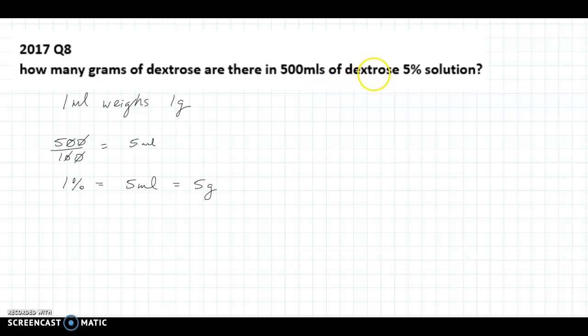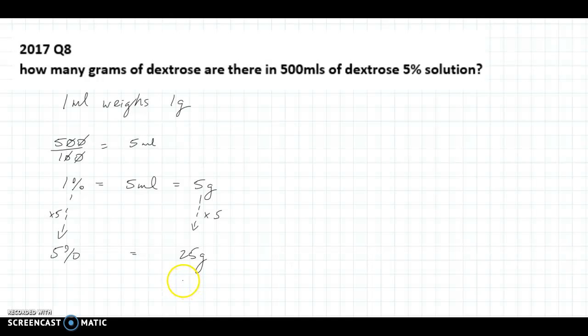But we want 5%. So to go from 1% to 5%, we multiply by 5, so we must multiply here by 5, right? And we get 5% equals 25 grams. So there's 25 grams of dextrose in a 500 ml 5% solution.